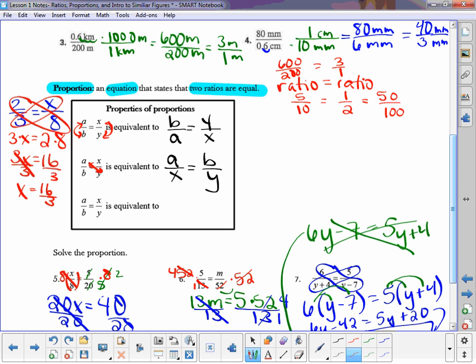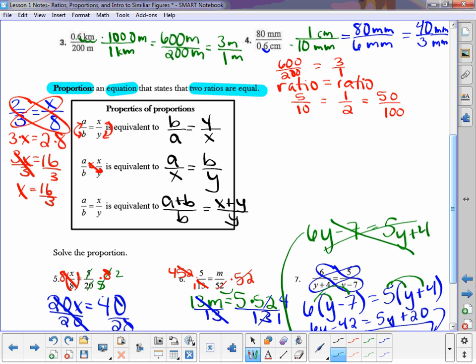Alright, now our last one's kind of weird. Again, you won't see it very often, but it is helpful for us. A over b equals x over y is equivalent to, or it's the same thing as saying, a plus b over b equals x plus y over y. A plus b over b equals x plus y over y. Wouldn't that just say that a is equal to?